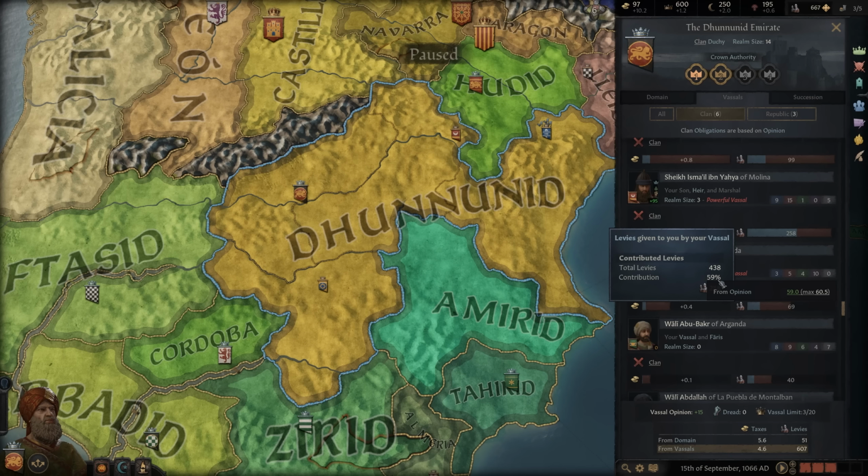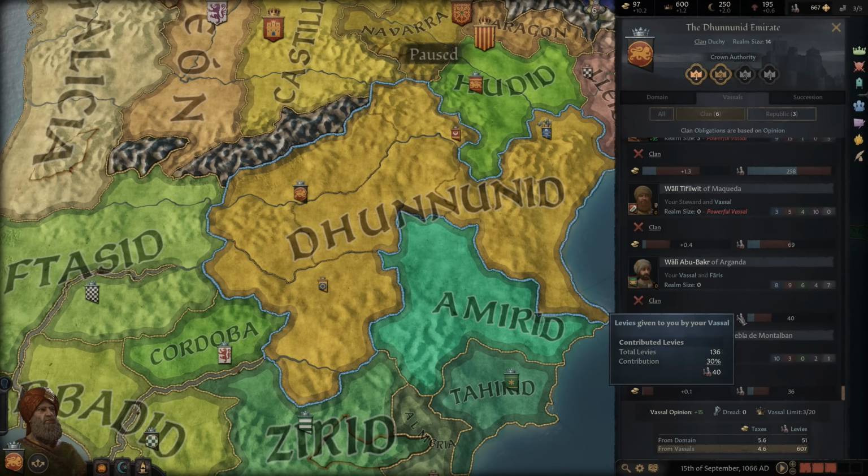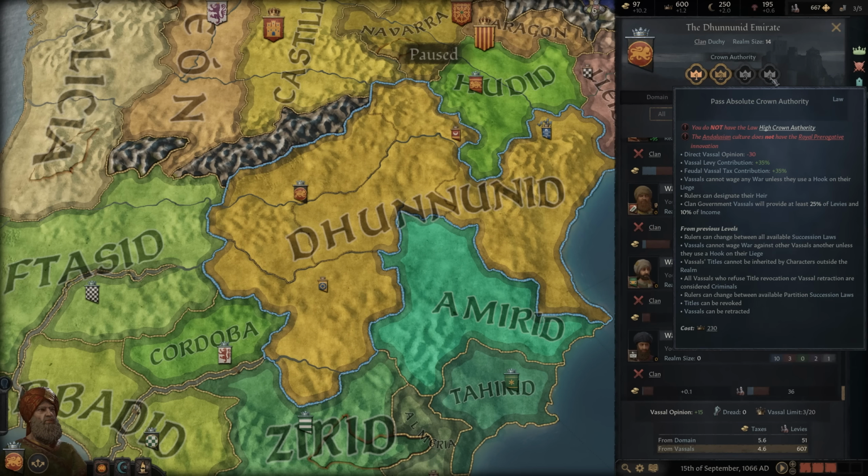Now, as you dip below opinion, which I don't think I have any strong negative on here, as you dip below, that base amount goes to 0 for taxes and 10% for levies at around -50. So the reduction rate is 0.3% in taxes and 0.4% in levies below 0. So keeping it above 0 is so crucial with clans until you pass the amount of crown authorities you would need. So taking a look at this scale one more time, for a clan vassal, they'll provide you 25% of levies and 10% of income.